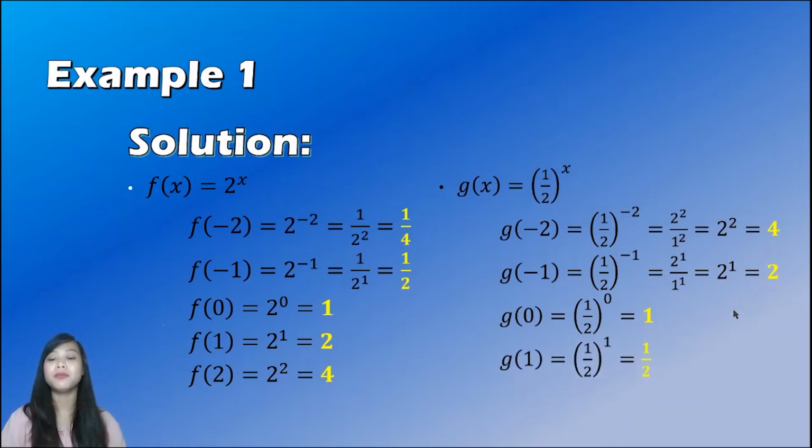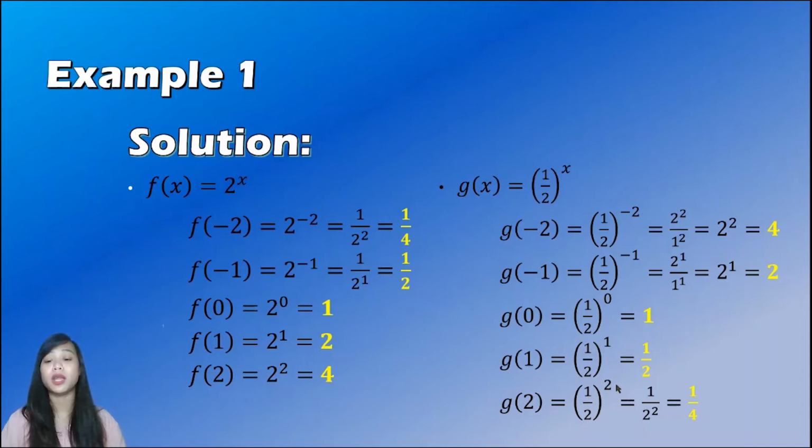So we have g of 1, we have 1/2 raised to 1, that is also equals to 1/2. And last, we have g of 2 equals to 1/2 raised to 2. So we raise both the numerator and the denominator to the square. So 1 squared is 1, and 2 squared is 4. So we have 1/4.